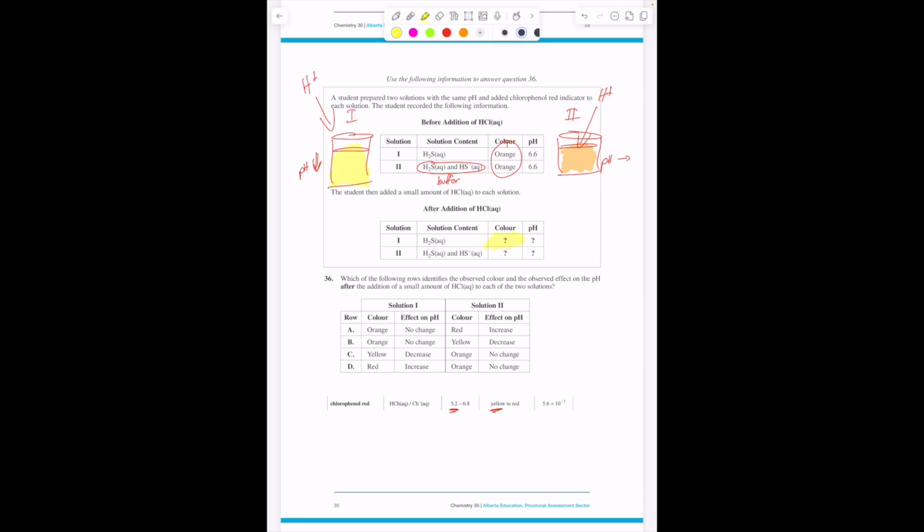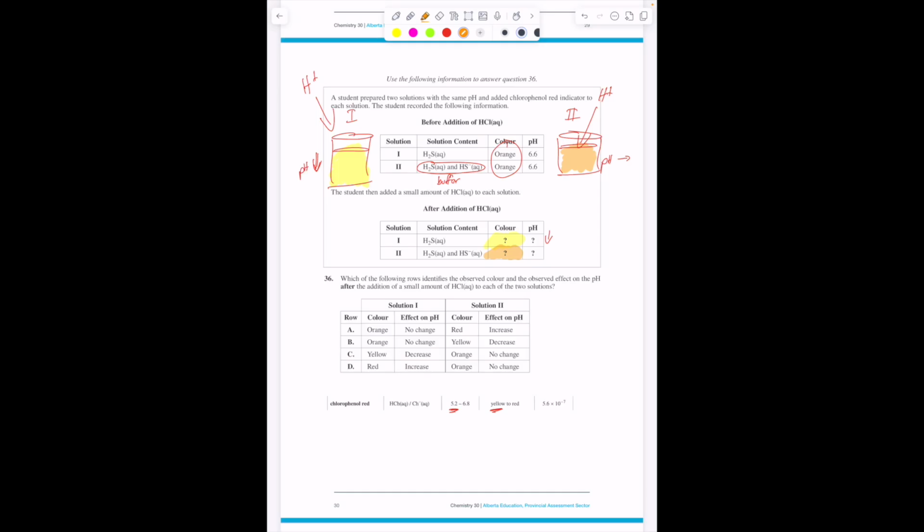And the pH is going to go lower than 6.6. It's going to start dropping. Oh, that's not what I want. I'm taking too much time playing with tools here. And the other one is going to stay orange because it will resist a change in pH. Even though I'm pouring acid in, the buffer will resist that change in pH. So this one will remain orange.